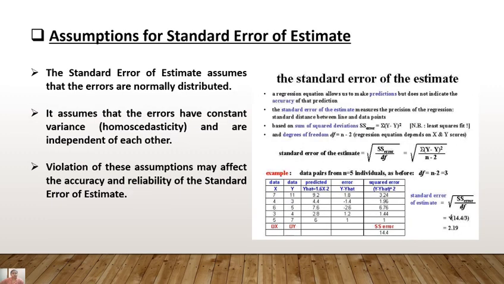Assumptions for standard error of estimate. The standard error of estimate assumes that the errors are normally distributed. It assumes that the errors have constant variance and are independent of each other. Violation of these assumptions may affect the accuracy and reliability of the standard error of estimate.